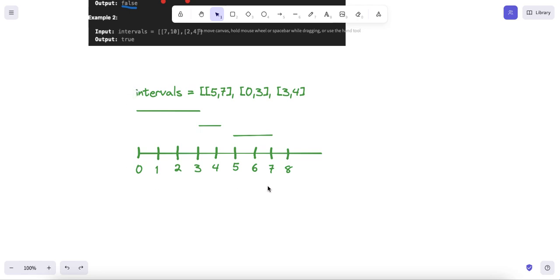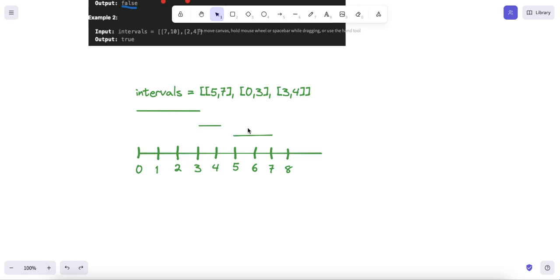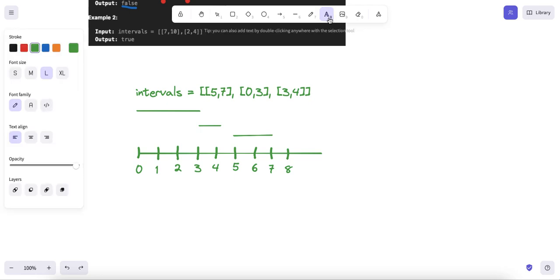I have constructed another example for us here in order to better understand how this algorithm is going to work. We have another intervals array, which has 3 intervals: 5, 7; 0, 3; and 3, 4. Now, in order to have more of a timeline depiction, we want to sort this array based on starting time. If we resort this array, we would first have the interval which starts at time 0, then the interval which starts at time 3, and finally the interval which starts at time 5.